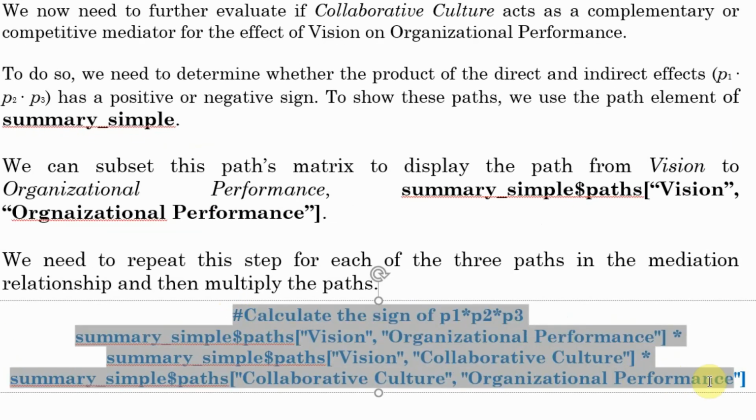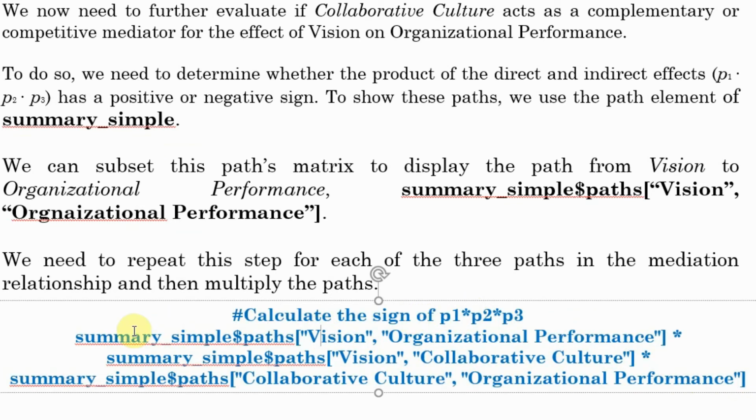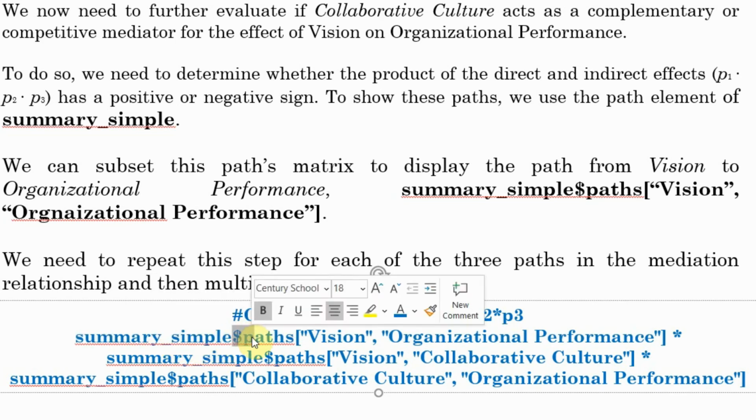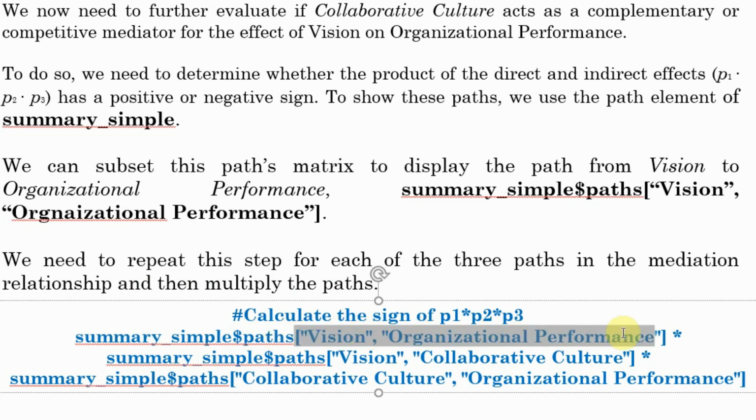Let's copy. And look at this. P1. What is P1? It is the path from vision to organizational performance. Now, if you want specific paths in your structural model, this is the syntax. Previously we have used summary_simple, that is your object holding the summary, then $, then paths. So now which paths do you want? I want these paths multiplied by the other paths multiplied by the last, P3.